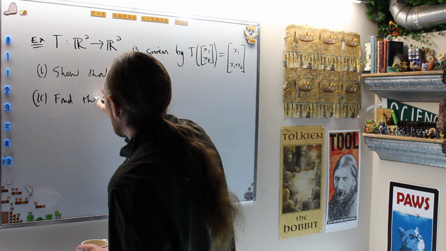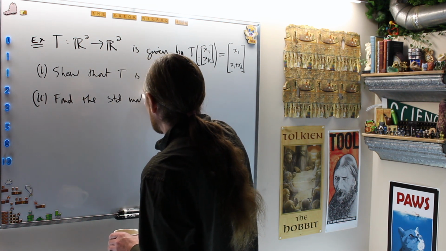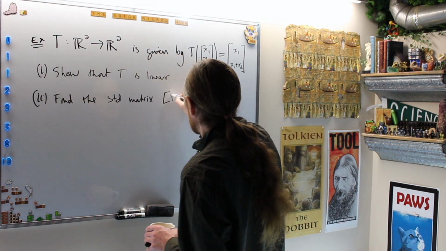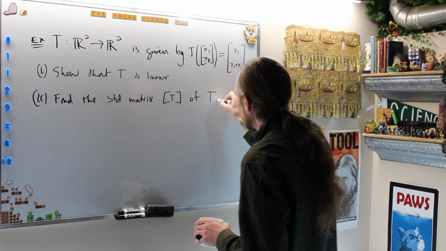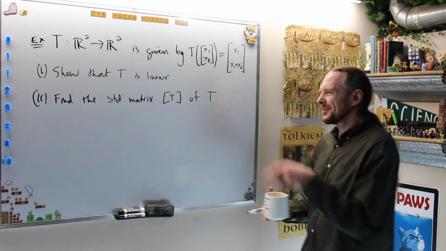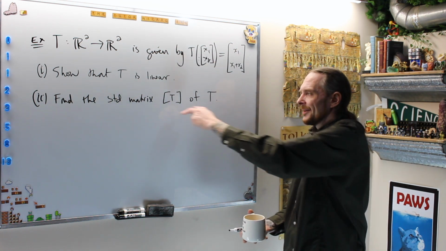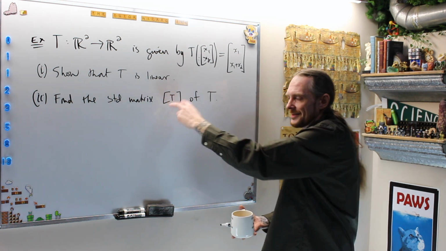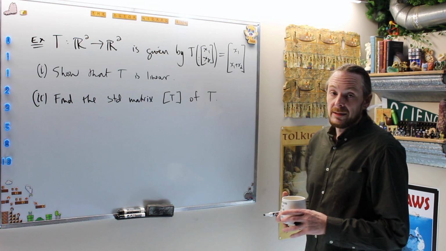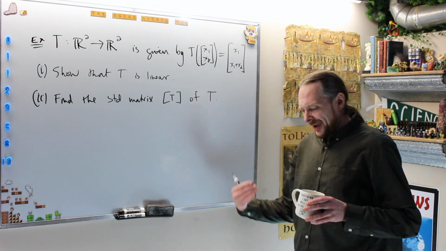Find the standard matrix T of T. Again, the books are technically distinguishing between the two objects. T is the operator. The matrix is the standard matrix of that operator. And this is classically on one of my final exams anyways.